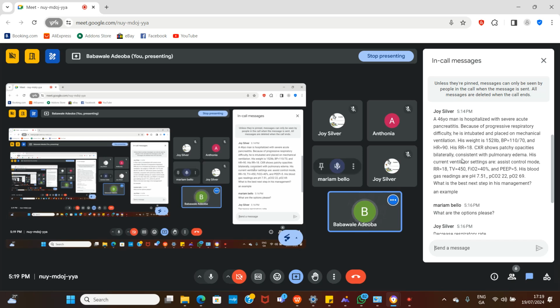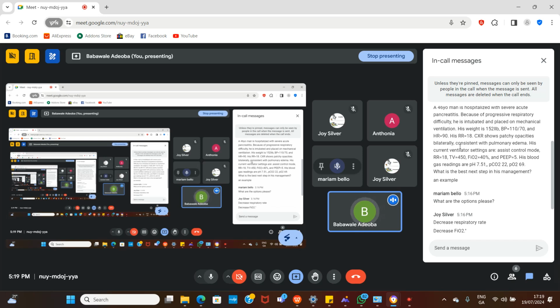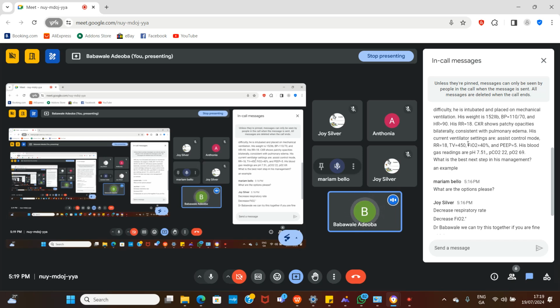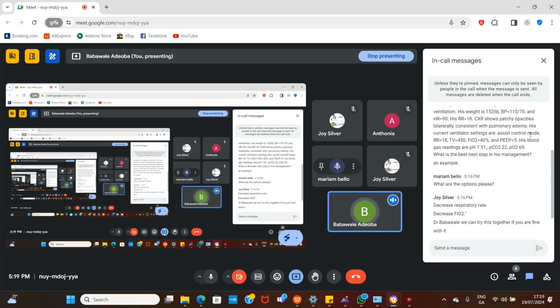But let's see this. A 46-year-old man is hospitalized due to severe pancreatitis. Because of progressive respiratory difficulty, he is intubated and placed on mechanical ventilation. Okay, the weight is this, blood pressure is this. Chest X-ray shows patchy opacities bilaterally. His ventilation settings are assist control mode, respiratory rate 18, tidal volume 450.